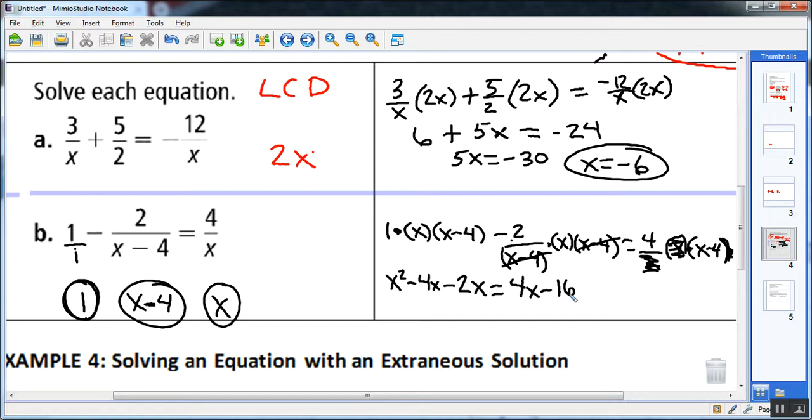Least common denominator is kind of goofy. X times x minus 4, but when I multiplied everything times x minus 4, are there any denominators left anymore? Is that a good thing or bad thing? So we've got some work to do. How about the minus 4x and the minus 2x? Would that combine? Yeah, I see that as x squared minus 6x.